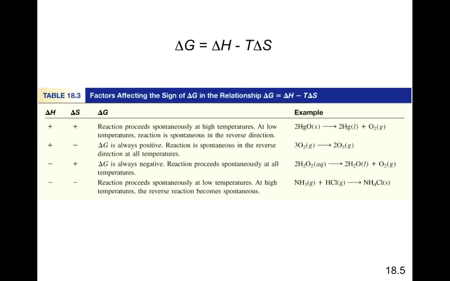Okay, so here's the relationship between delta H and delta S. If both are positive, the reaction proceeds spontaneously at high temperatures. If delta H is positive and delta S is negative, then your delta G will always be positive. If delta H is negative and delta S is positive, your delta G is always negative. And if they're both negative, it proceeds spontaneously at low temperatures. So really it's the T that can mess with these reactions.